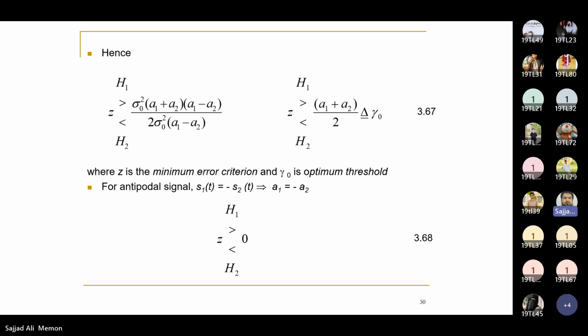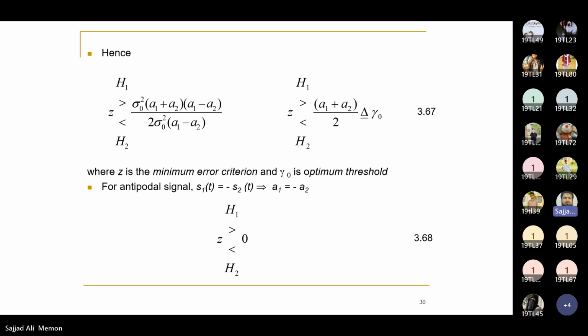So for antipodal signals, when S1(t) is equal to minus S2(t), that is A1 equals minus A2, then this test statistic will be compared with 0. If Z is greater than 0, then we will choose hypothesis H1, that means S1. And if it is less than 0, then we will choose S2, that is hypothesis H2. As we have already represented these hypotheses with S1 and S2, that is your gamma naught, the minimum error criterion.